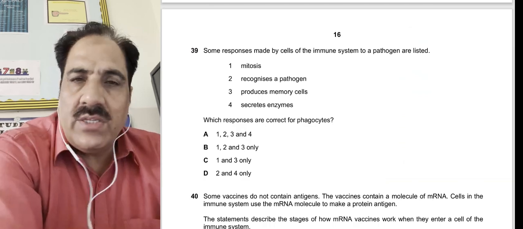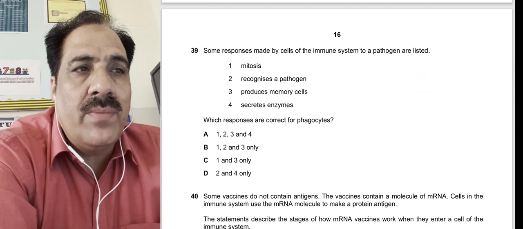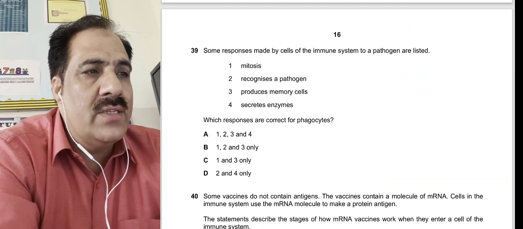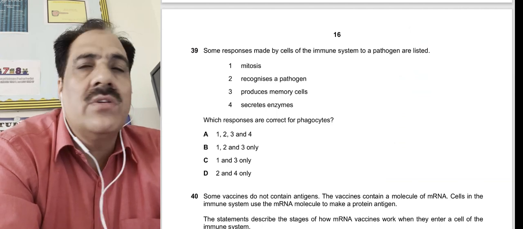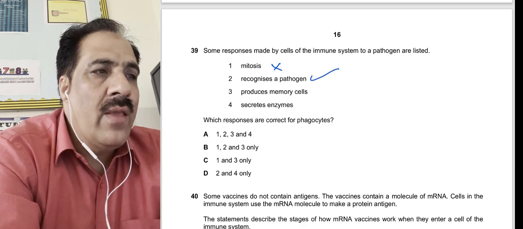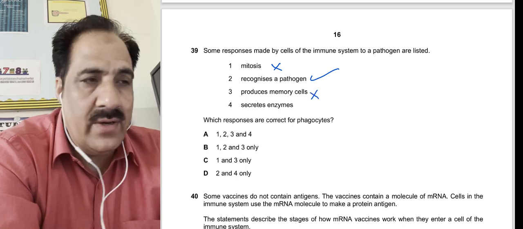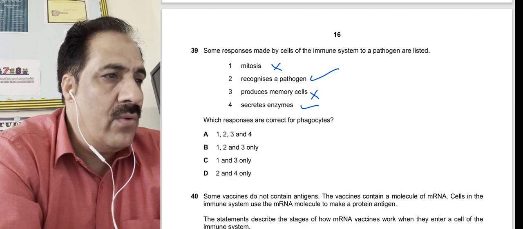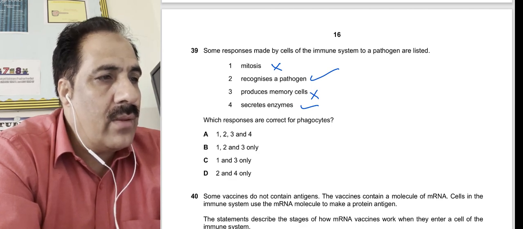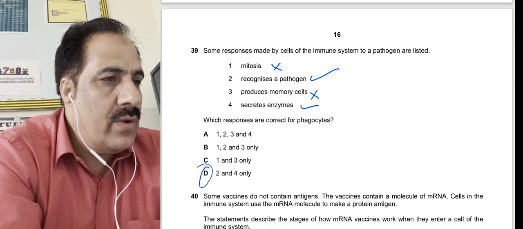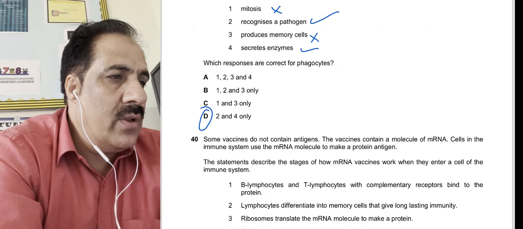Question number 39. Some responses made by cells of the immune system to a pathogen are listed. Mitosis, recognizes the pathogen, produces memory cells and secretes enzymes. Which responses are correct for phagocytosis? Phagocytes do not undergo any mitosis. Phagocytes recognize a pathogen, definitely. Then only they will do the phagocytosis. They don't produce the memory cells. They secrete enzymes. So 1 and 4. Sorry, 2 and 4 is the correct option.